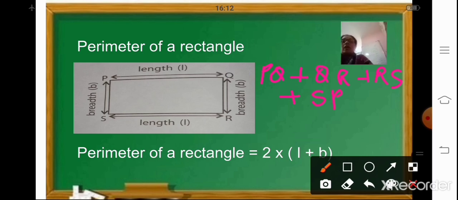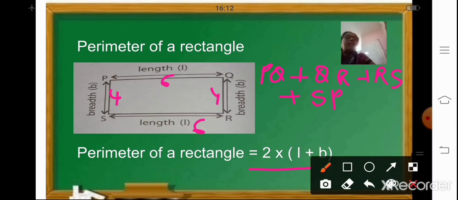The longer side is called the length and the shorter side is called the breadth. Here we have got 2 lengths and 2 breadths. So the perimeter of the rectangle will be 2 times length and 2 times breadth. When we write the formula, we will write it as 2 into length plus breadth. If the length of the rectangle is 6 centimeter, obviously the other side also will be 6, and if the breadth is 4 centimeter, the other side also will be 4.